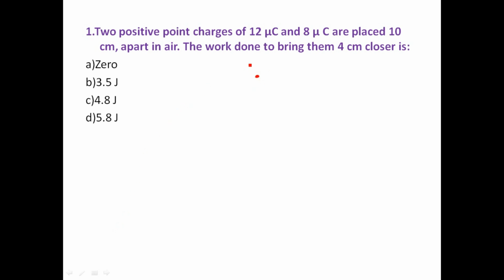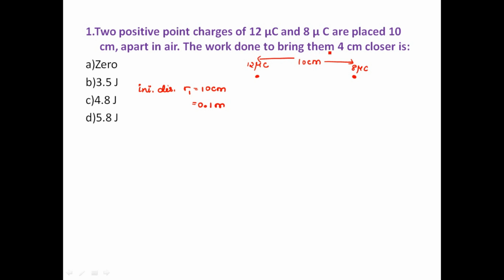Let there be two point charges, 12 microcoulomb and 8 microcoulomb. The initial distance between them was 10 cm. So let me also write the initial distance R1, which is equal to 10 centimeter, and I can also write it as 0.1 meter.